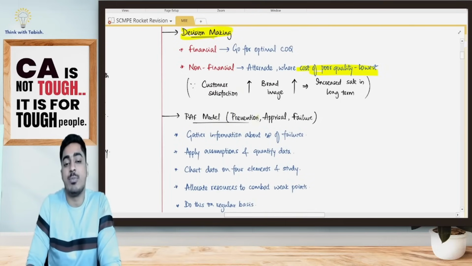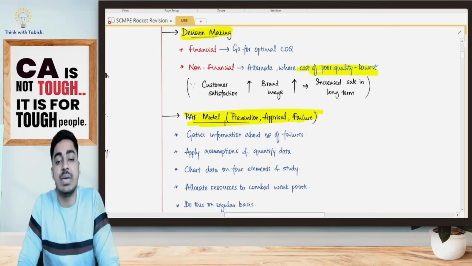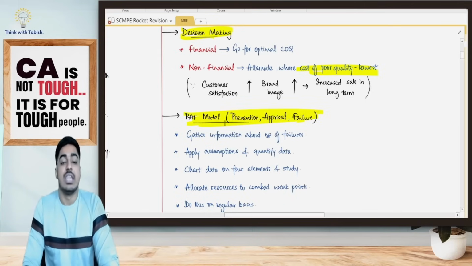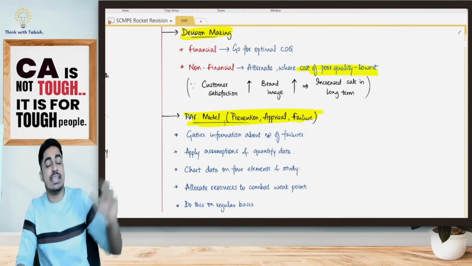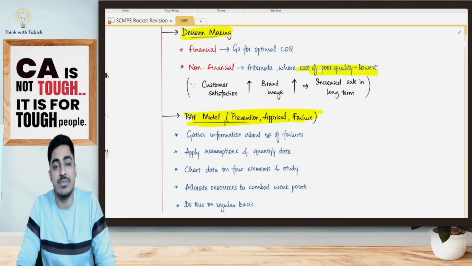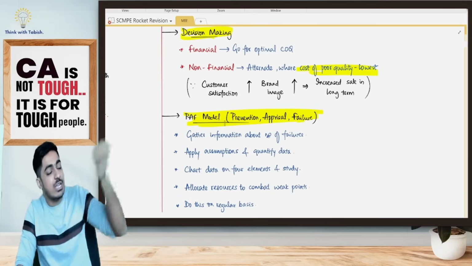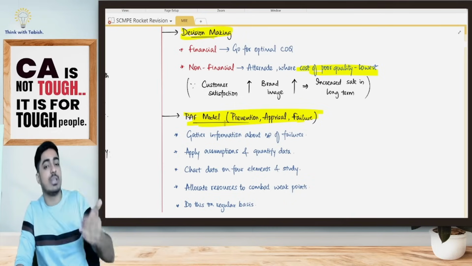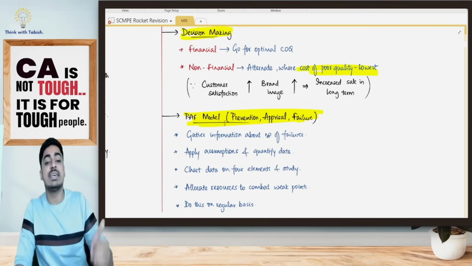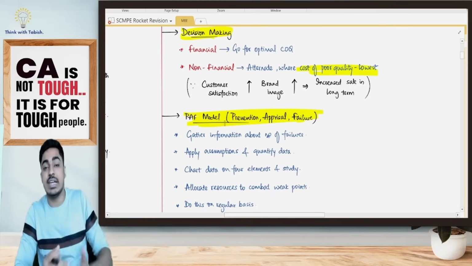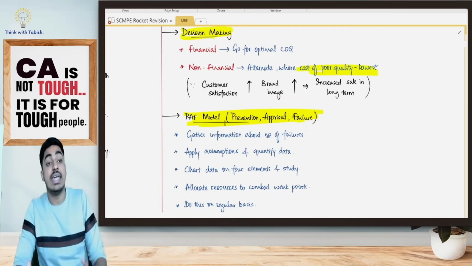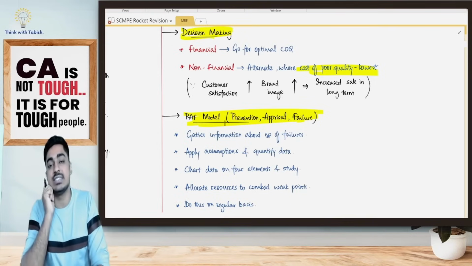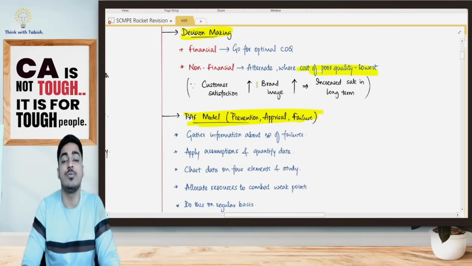Then I'm having the PAF model, which is also called the prevention appraisal failure model. Now we are telling how do we analyze, where should we work on? So firstly, gather information about number of failures. We are given an example. Maruti, 1 month. Gather information about number of failures. Okay, 1 month, 20 failures are there. Now, apply assumptions and quantify the data. Get a numerical value telling how much is the total rupee loss. Okay, we've done that. Then chart the data into 4 elements and study it. Bifurcate it into 4 elements: prevention, appraisal, internal failure, external failure.